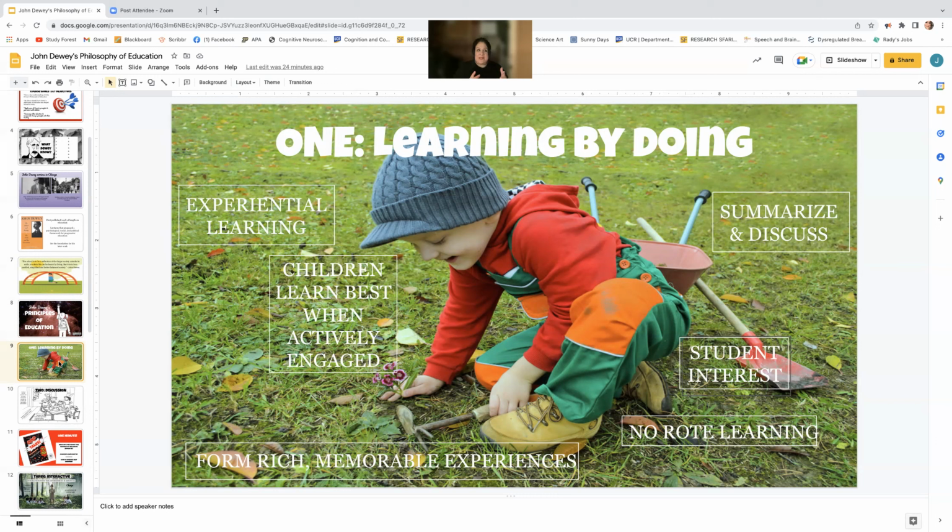He really wants the children to form rich and memorable experiences and then talk about it. Discuss what happened when we dug that hole. Oh, we found a worm. Well, what happened? What did we do? What do you think the worm does? So there's so much that can be learned just by letting the children do stuff.